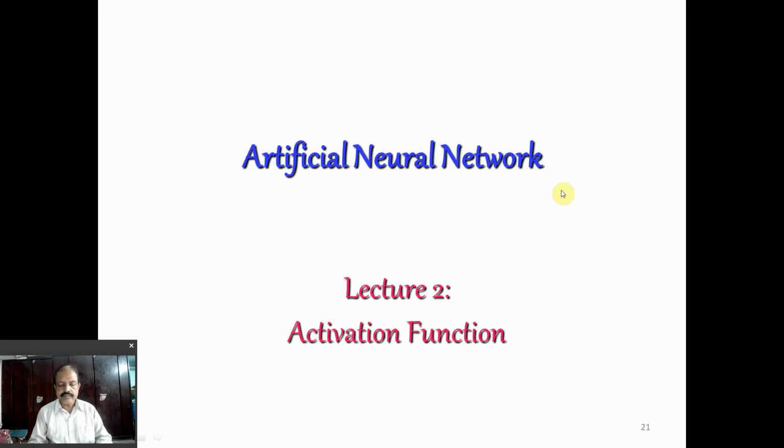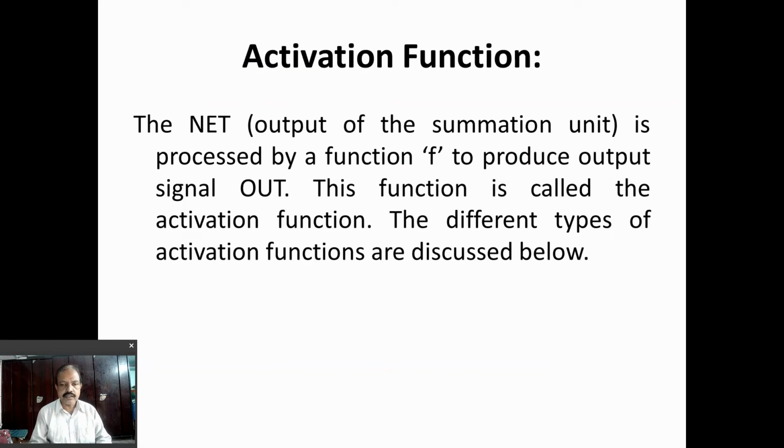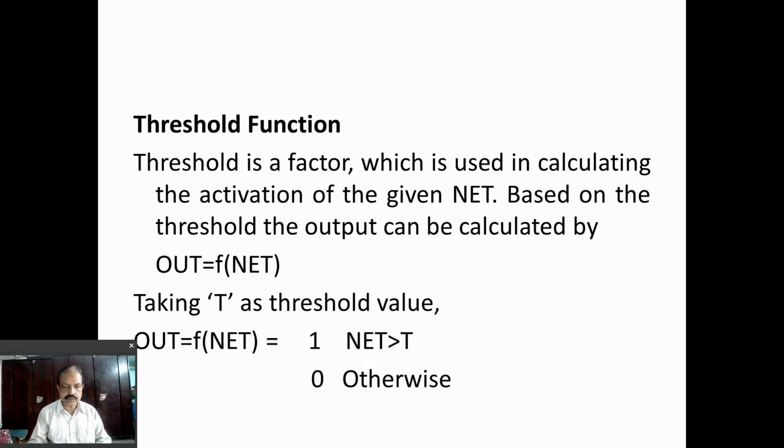Fine. This is what you have already done, and I just briefed you. In our lecture 2, we are going for the activation function. What is this activation, and what are the different types of functions? Those are the things we are going to discuss. In the first phase, the net output that we got is processed by a function, which we call the function f, and its purpose is to produce the output. The net output was net, and the actual output will be out. This function which processes the net output to out, we call the activation function. There are different types of activation functions we can discuss below.